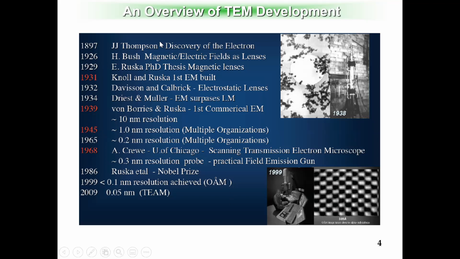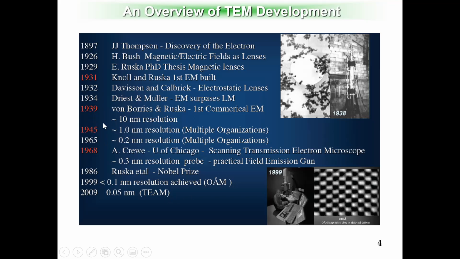Starting with the development of the transmission electron microscope, the first EM was built around the 1930s, right? Then there was the first commercial EM in 1939, with a spatial resolution of only 10 nanometers. Nowadays, the spatial resolution can be down to tens of picometers, so about 1,000 times improved during the last 70 years.